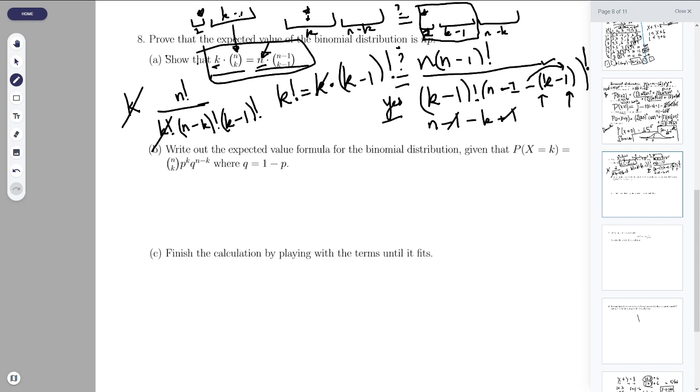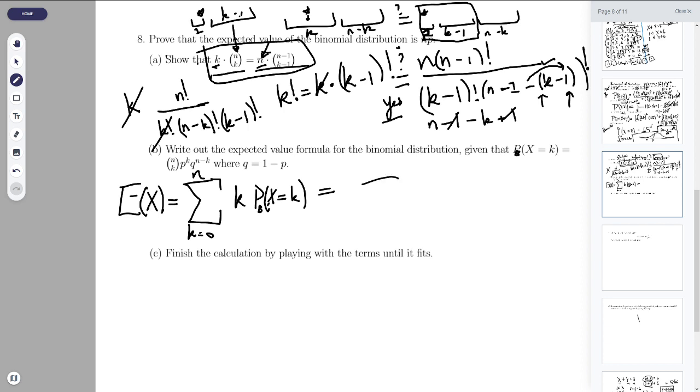let's write out the expected value formula for the binomial distribution. So the expected value formula for the binomial distribution is going to be the sum from k is equal to 0 to n of k times the probability that x is equal to k. So this is not just the expected value formula for the binomial distribution. This is the expected value formula, right? In general. The only reason why this is the expected value formula for the binomial distribution is because this is the binomial probability.